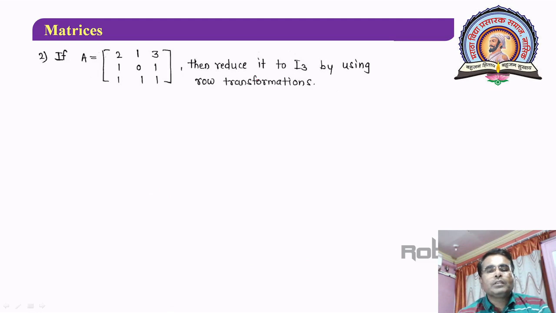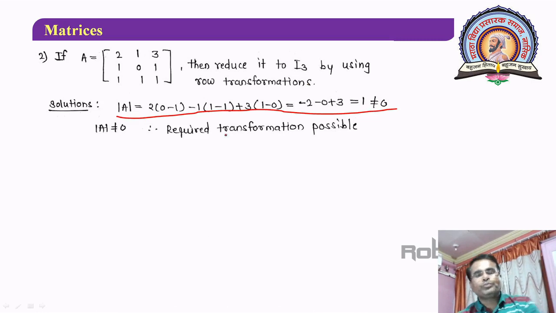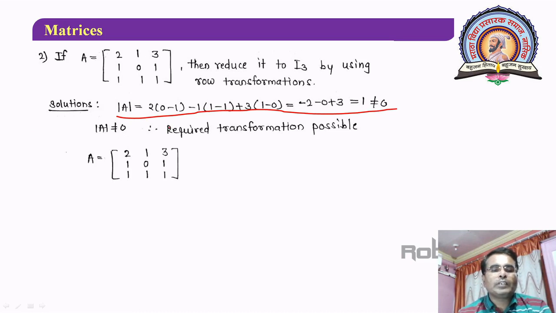Next example is reduce this matrix to identity matrix by using row transformation. Similar type of example is there. Again consider the determinant. You will observe that the determinant is 1, which is not equal to 0. Therefore it is reducible, or the transformation is possible. Then you have to consider the given matrix. Now whenever we use row transformations, you have to make this one, and to make this one, either you can subtract second row from first, third row from first, or you can interchange. So let us see which type of operation we use here.